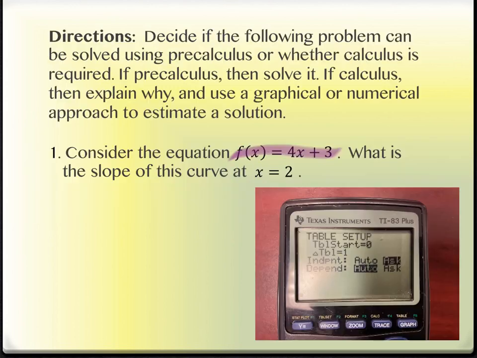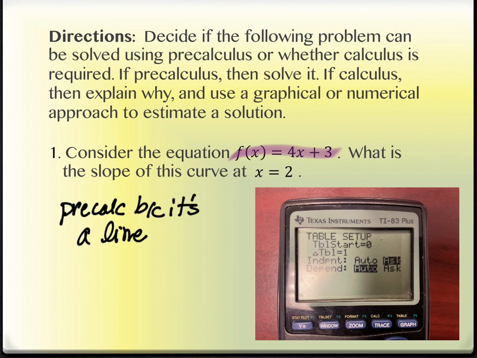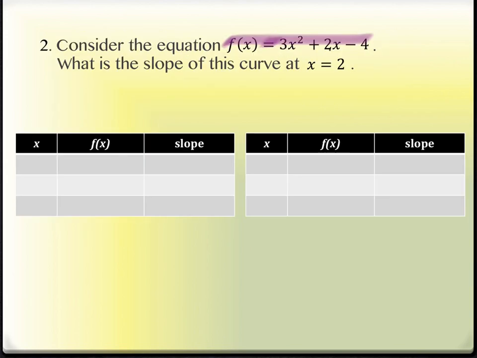If it's a line, like this one, we use pre-calculus. It's easy. Okay, I'll show you how to do it, but it's a pre-calculus topic. So we're going to start out by just identifying that this is pre-calc. And it's because it's a line. So anytime a question is asking you whether you're using calculus or pre-calculus, you need to figure out, are you dealing with a line? If you're dealing with a line, it's pre-calc. Okay? Now, I guess I could write into the other one, this one's going to be calculus as well.